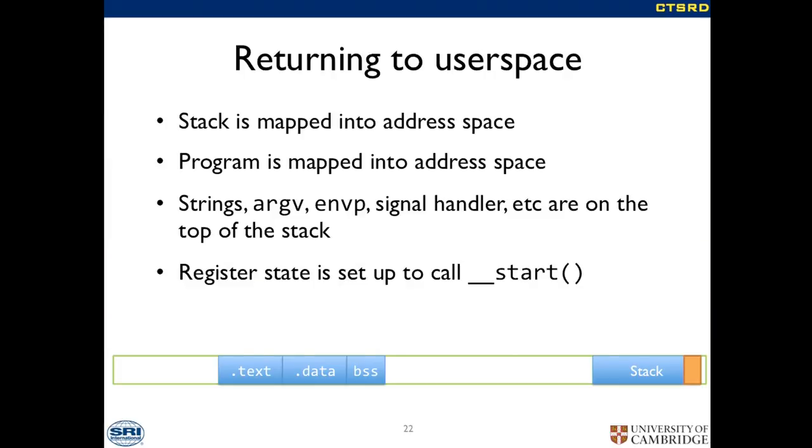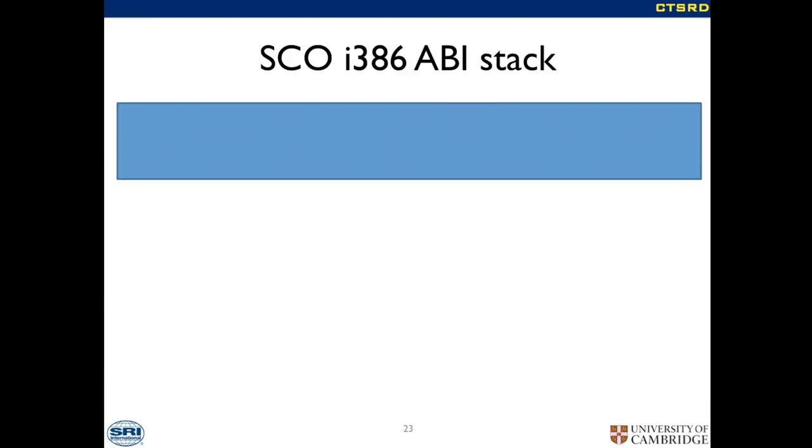So to recap, at this point, the stack is mapped into the address space. The program is mapped into the address space. A bunch of strings and whatnot are set up. And then finally, the register state is set up to call the start function. So now, to talk a bit about what's on the stack. There's a whole bunch of things. Their order is in part strictly defined and in part loosely defined.